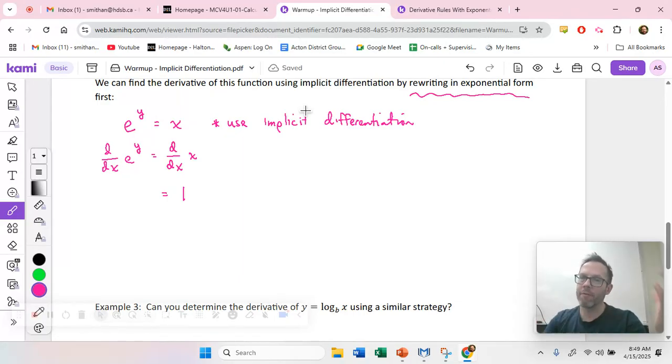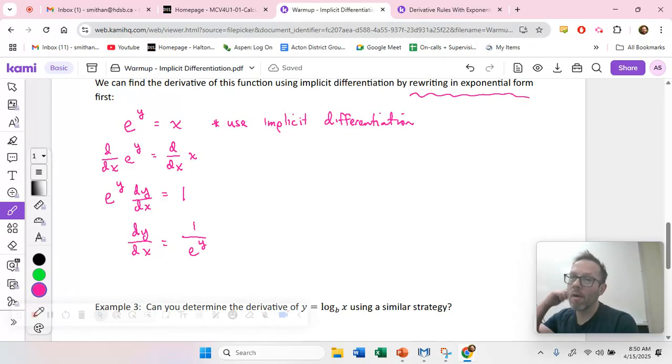The derivative of the outer function is just e to the power of y, because it's e. The derivative of the inner function, well, it's just the derivative of y with respect to x, dy by dx. So rearranging, we get dy by dx is equal to 1 over e to the power of y. But unlike the circle, the ln x is a function, and we can actually get this derivative just in terms of x.